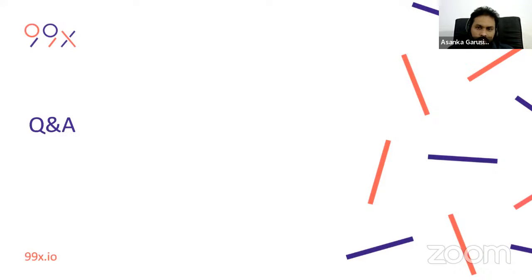Okay, I have one question. How can using design patterns help when it comes to having a clean architecture?